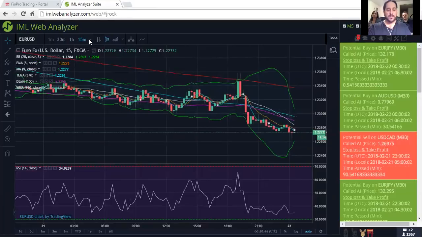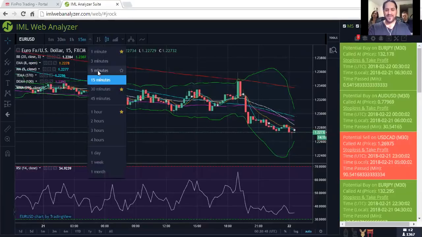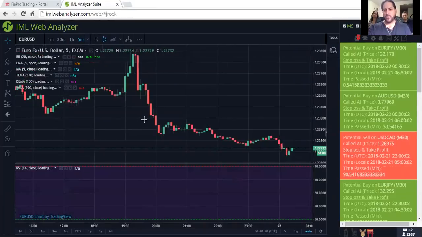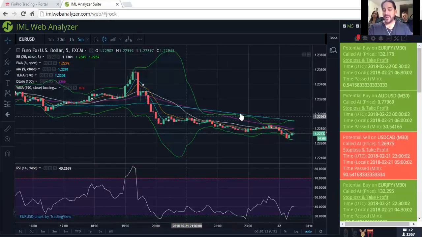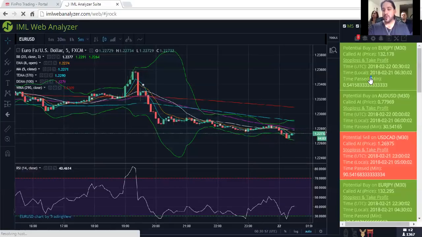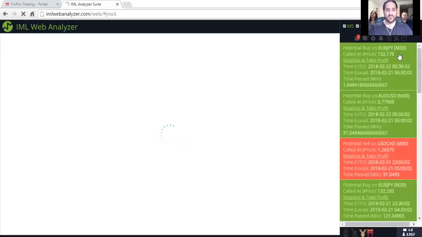Okay, last time frame I'll show you is the 5-minute time frame. Same thing. You look at it and determine. Actually, we just got a signal 54 seconds ago. I'm going to click on this. This is Euro JPY, and on my strategy it gives you the 30-minute time frame. So I clicked on this, and I'm going to look at what we've got going on here.